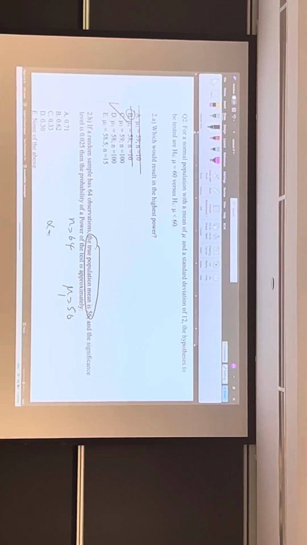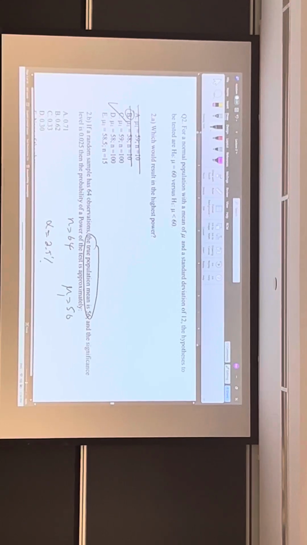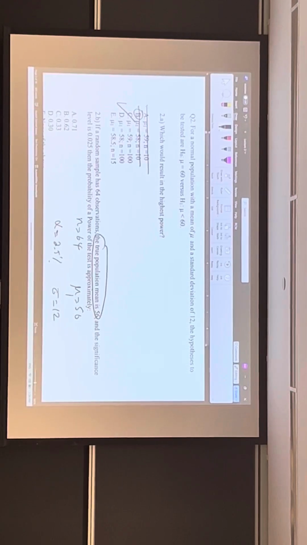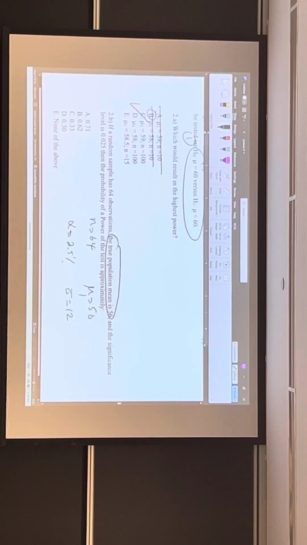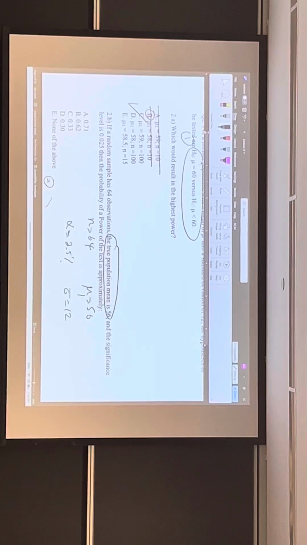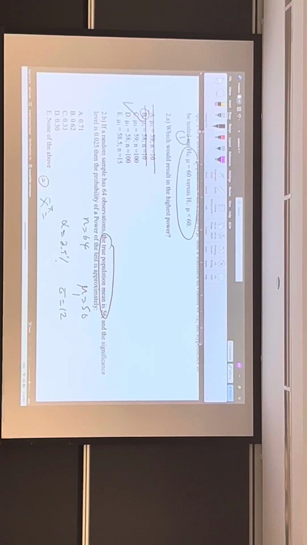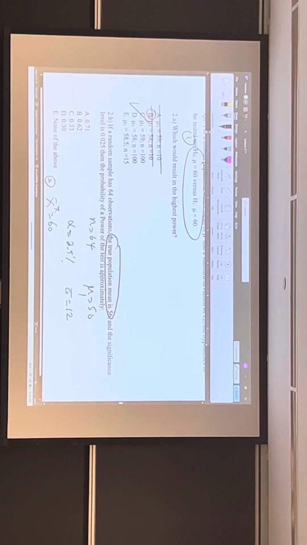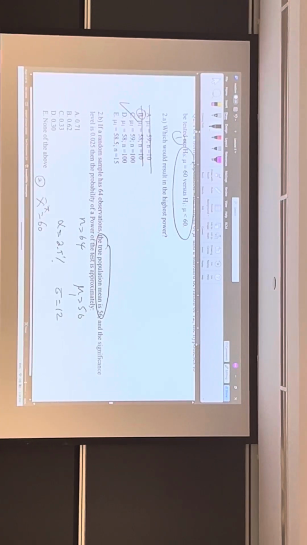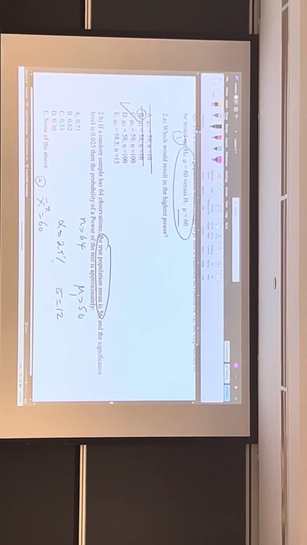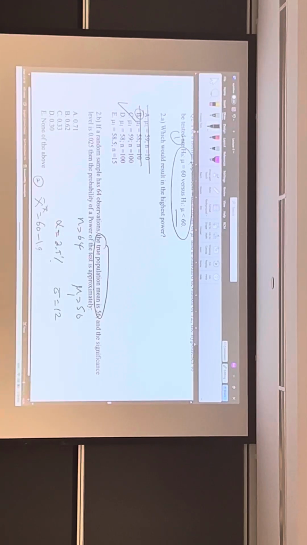Alpha is 2.5%, and the rest were given in the question. Sigma was 12, and step number 1, which is setting the hypothesis, is already given. So step number 2, I need to find the critical value on the original distribution. That's a null. Is it minus Z of alpha or plus? The lower tail test, minus. Minus Z of 2.5%, 1.96.